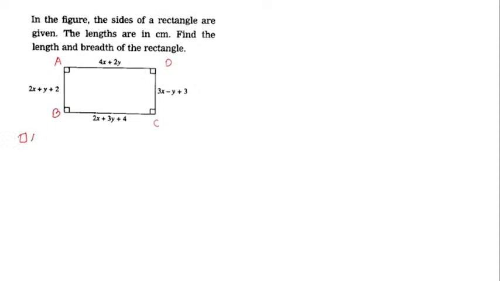So it is given that quadrilateral ABCD is a rectangle. And now as it is a rectangle, its opposite sides are congruent. So AD and BC must be congruent. So AD is equal to BC. So the value of or the length of AD is given in terms of variables using x and y.